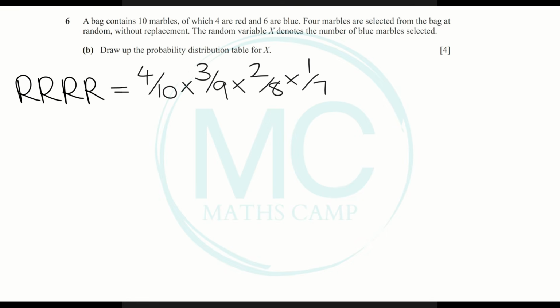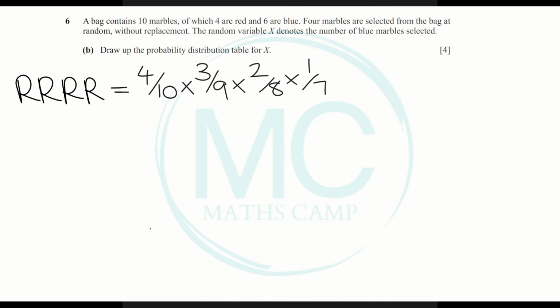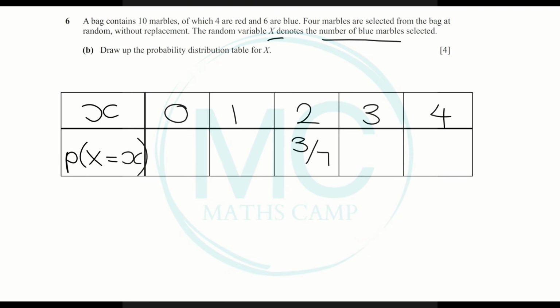So take your calculator, 4 out of 10, multiplied by 3 out of 9, multiplied by 2 out of 8, multiplied by 1 over 7 is equal to 1 over 210. This is the probability of not drawing any blue marbles. So let's put this into our table, 1 over 210. A good way to tackle a question like this is to look at the simplest options first.